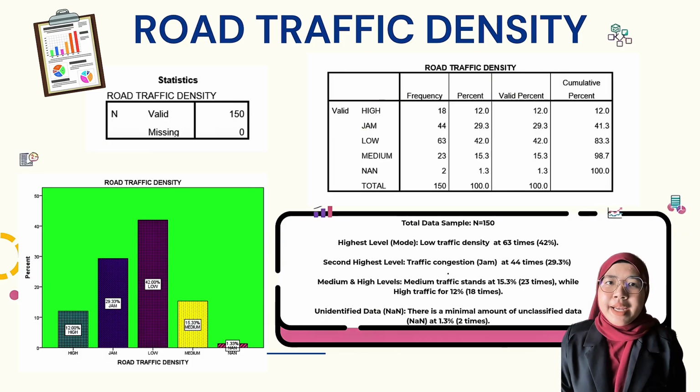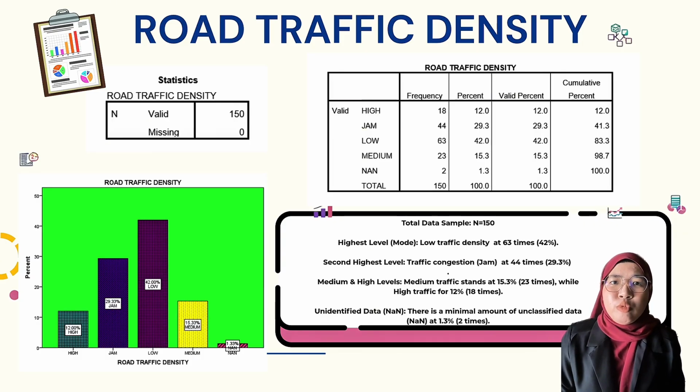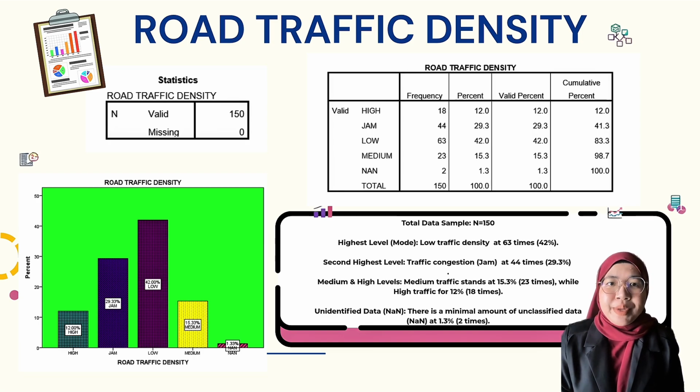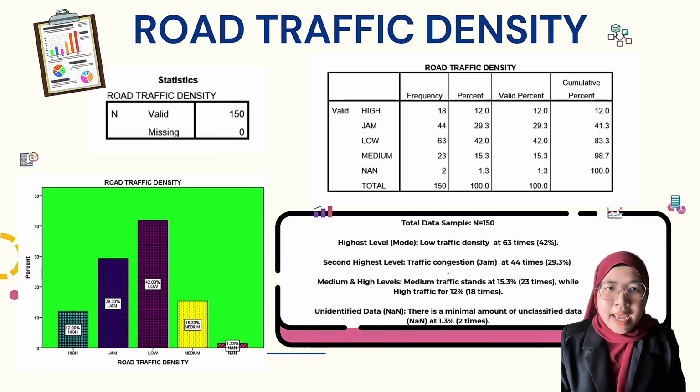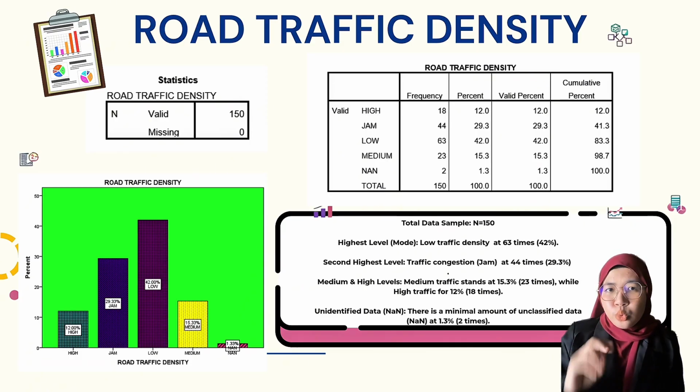The second highest level is traffic congestion jam, the second largest contributor at 44 times, or 29.3%. Medium traffic stands at 50.3%, which is 23 times, while high road traffic density is 12%, at 80 times. And lastly, there is a minimal amount of unidentified data, which is 1.3%, at 2 times.